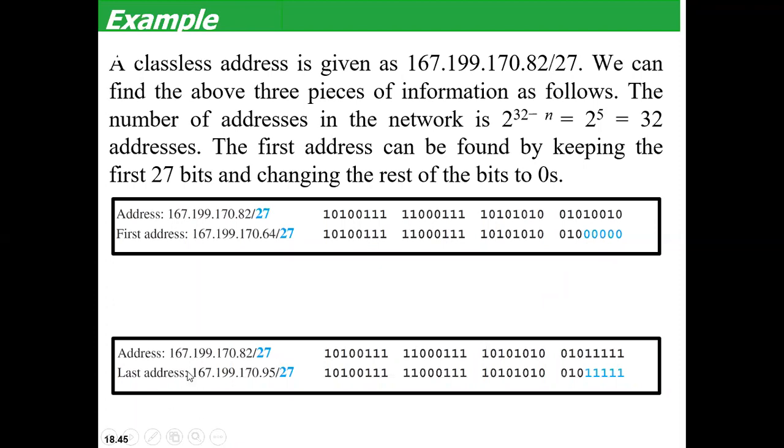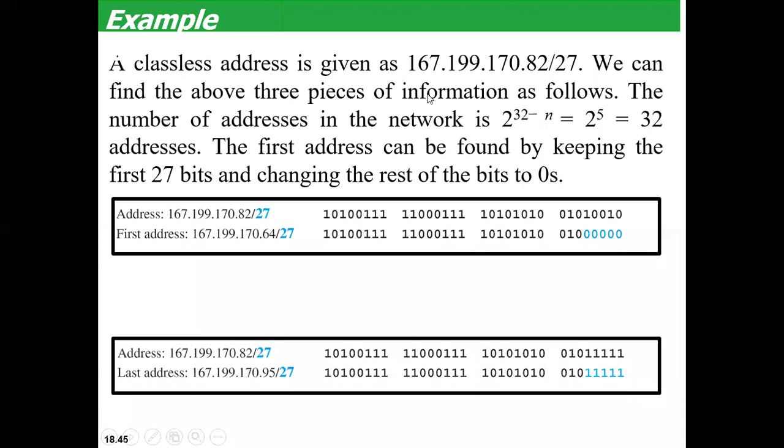How are we getting the last address? For the last address, keep the first 27 bits as they are. What is the remaining? 32 minus 27 is 5 bits. I'm talking about the rightmost bits, those 5 bits, fill them with ones. So this gives the last address.